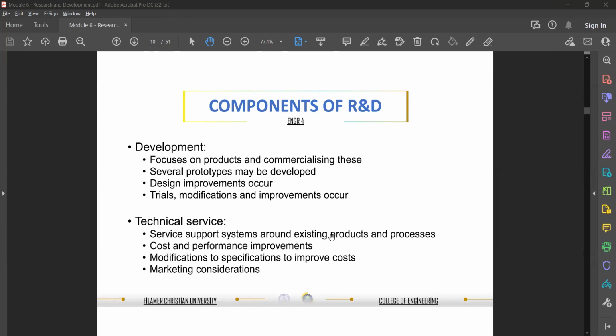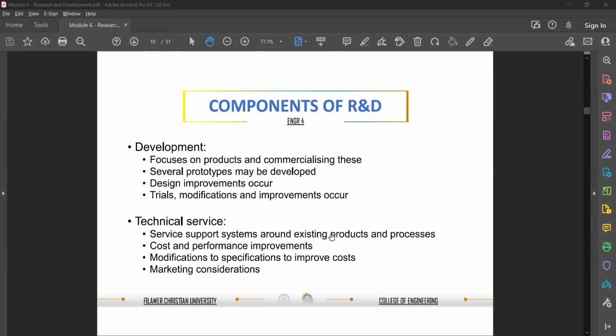Ayan. So you have your design improvements, if you have your modifications or features na pwedeng i-add. Then of course, trials, ayan, trials, modifications, and improvements. So dyan yan, sa development stage. Then we have the technical service. So eto na yung parang technical support when it comes to your products. So service support systems around the existing products and processes. So it includes cost and performance improvements.